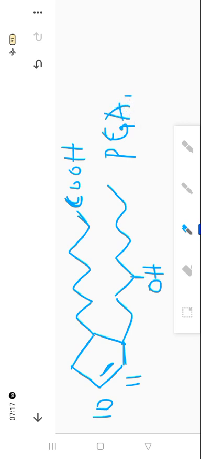So this is 1 because it's only having a single unsaturation, which is seen in our cyclopentene ring. And this unsaturation is seen between carbon 10 and carbon 11. So this is prostaglandin A.